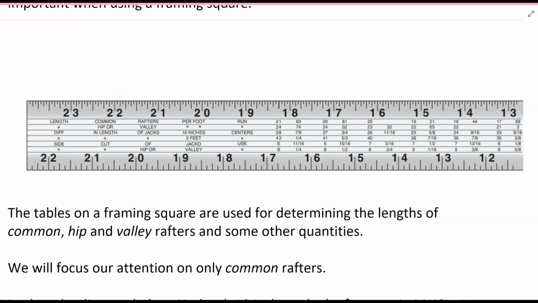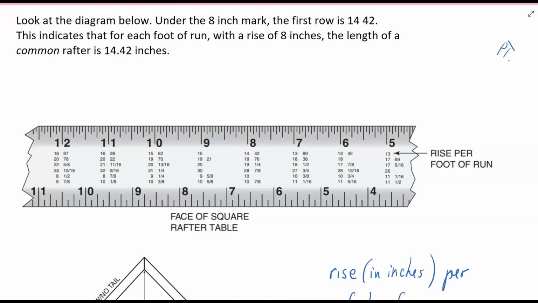So here is a piece of the blade of a framing square, and these are some of the tables that are on most framing squares. So the tables are used for determining lengths of common, hip, and valley rafters, and some other quantities as well. So in this section, we're just going to focus our attention on common rafters, and that will be the top line along here. All right, so basically right in here, this line underneath all the way through this one. So take a look at the diagram below when I show it a little more.